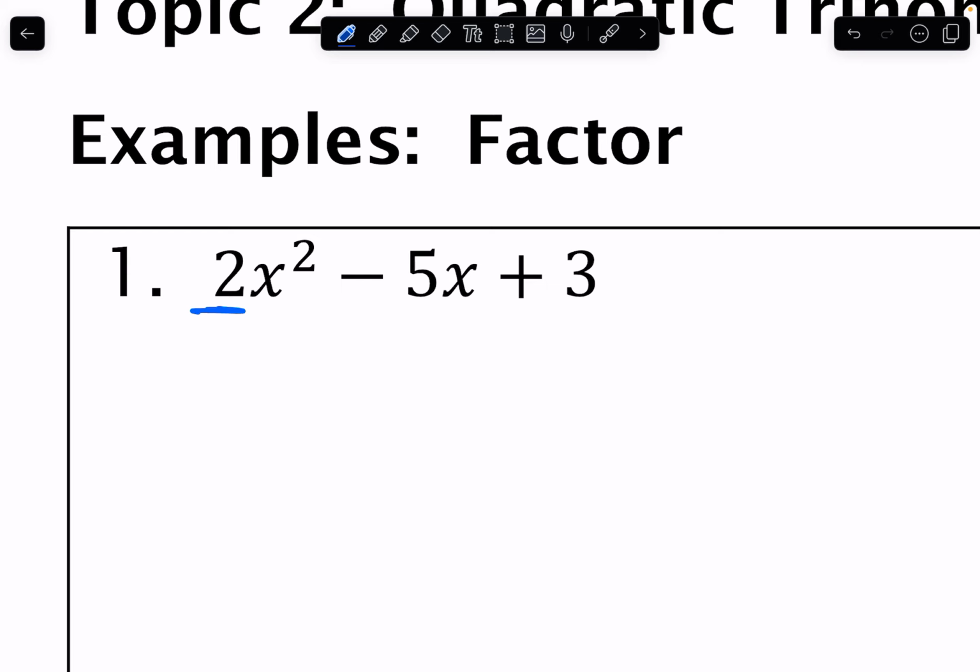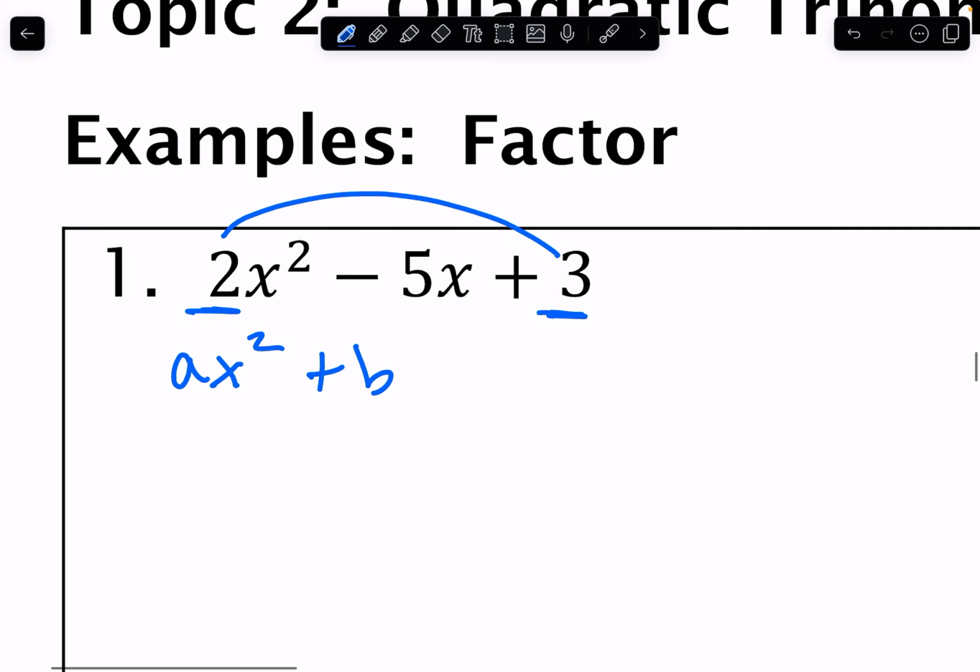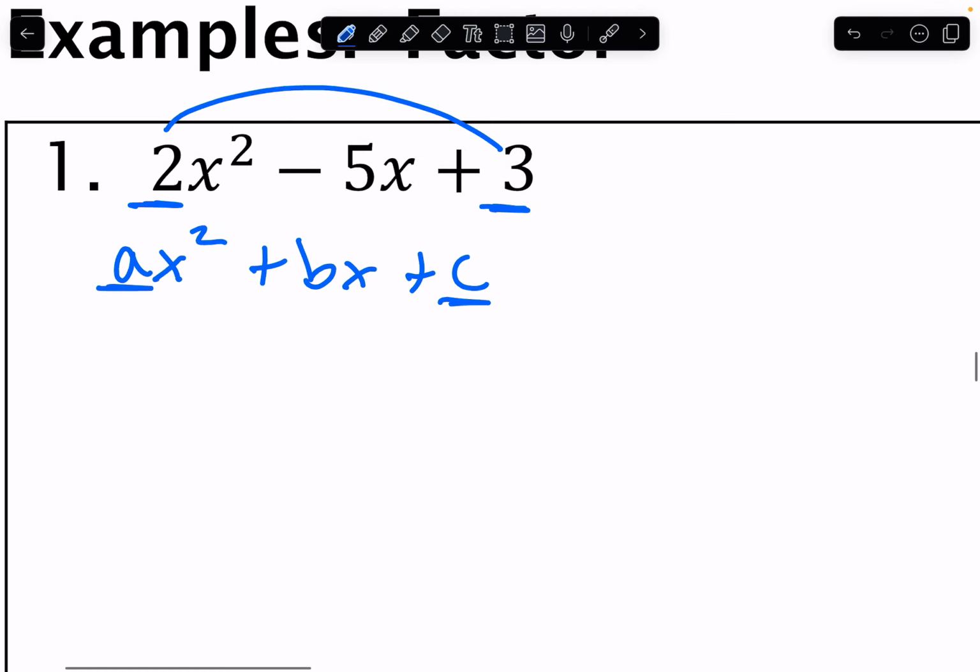So what that means is we're going to take our first and our last, which is where AC comes from, in quadratics. When they're in standard form, we write them like this, like ax squared plus bx plus c. We're doing a times c. Okay, so that's where the AC method comes from. So a times c gives me 6.